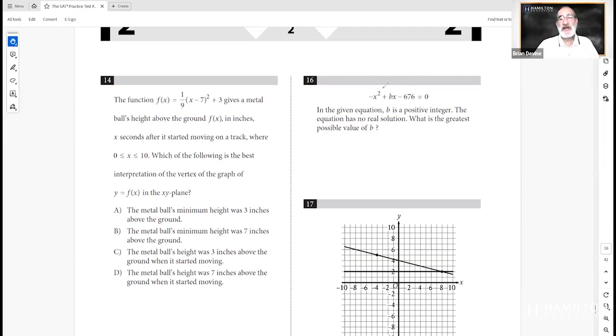Number 16. We're given negative x squared plus bx minus 676 equals 0. And this has no real solution. Well, this is a quadratic that opens down. We can see that. But it's also in ax squared plus bx plus c standard form.